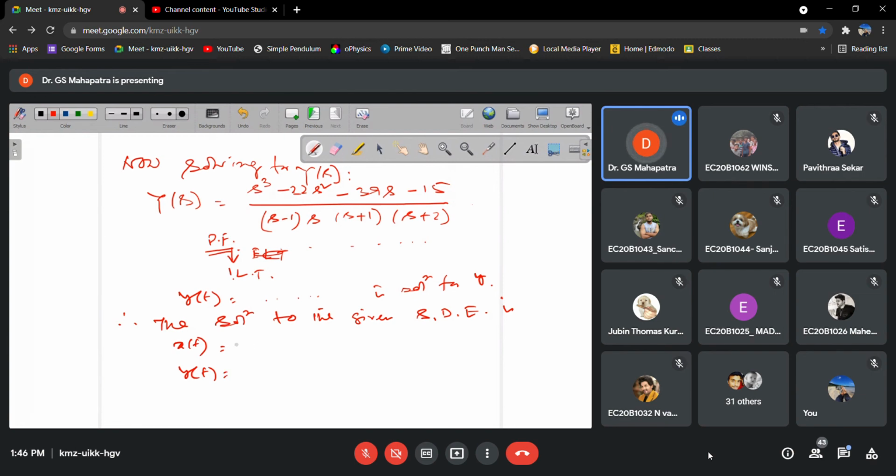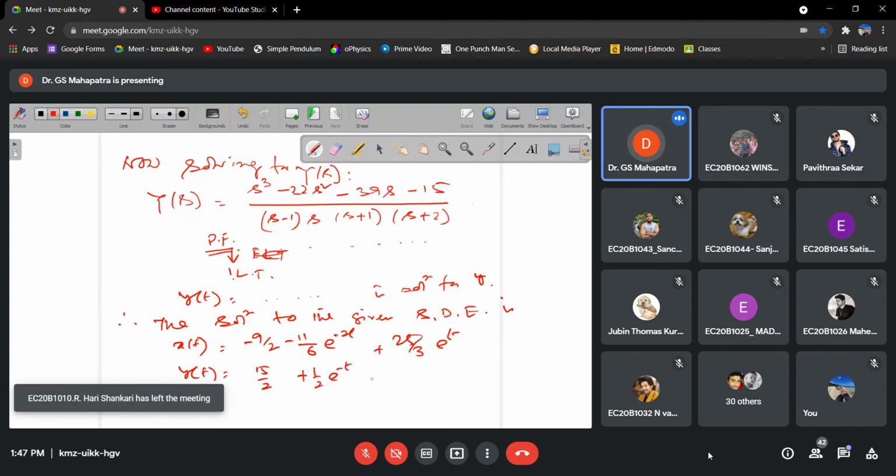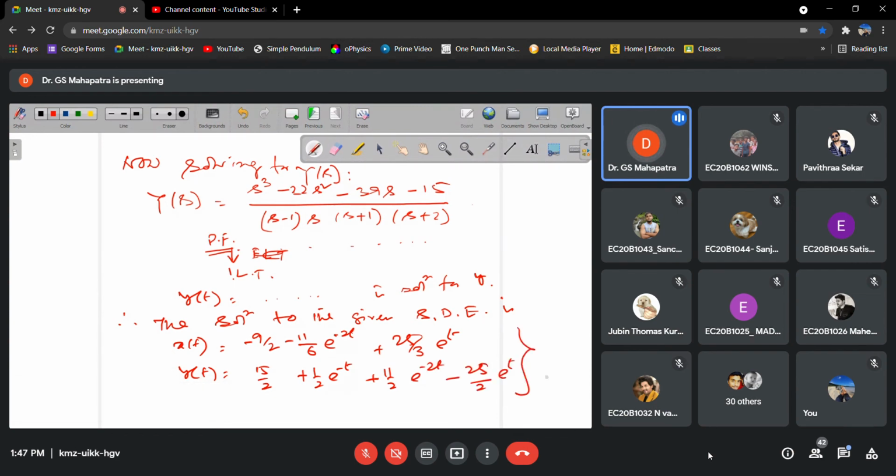For your information, I will write here both the answers. x of t is 9 by 2 minus 11 by 6 e to the power minus twice t plus 25 by 3 e to the power t. And y of t is 15 by 2, plus half of e to the power minus t plus 11 by 2 e to the power minus twice t minus 25 by 2 e to the power t. This is the solution for t greater than or equal to 0.